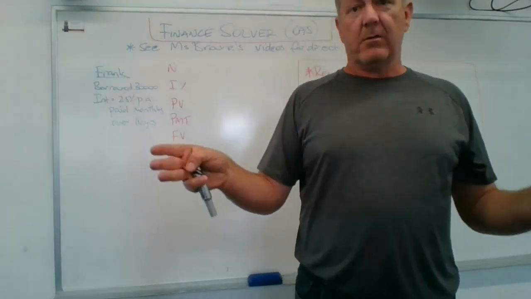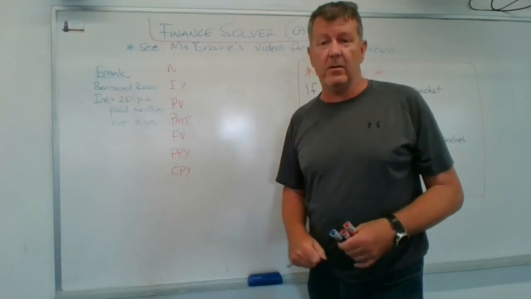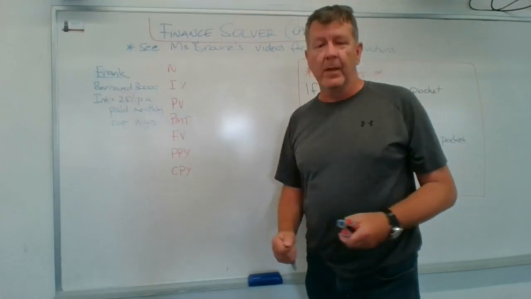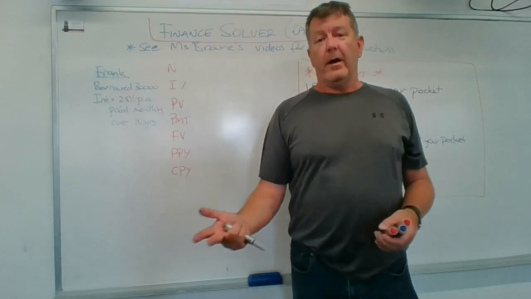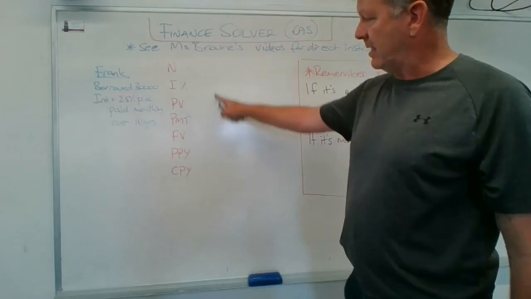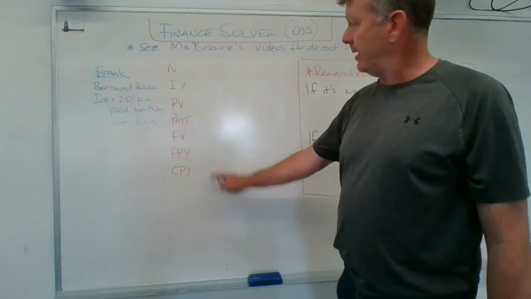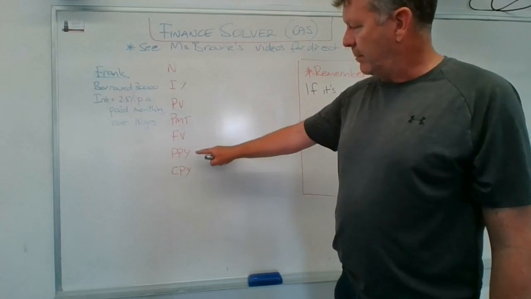It's a nice big screen. It's just a PowerPoint where she's talked over and done the CAS on the screen, so it's really easy to follow. Menu is our go-to button. Finance, Finance Solver. Easy. And it comes up with a list here of things. Okay? N, I, P, V, P, N, T, FV, PPY, CPY.